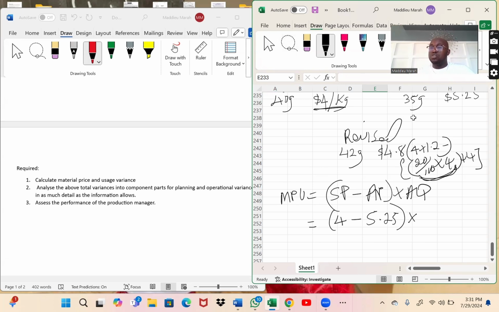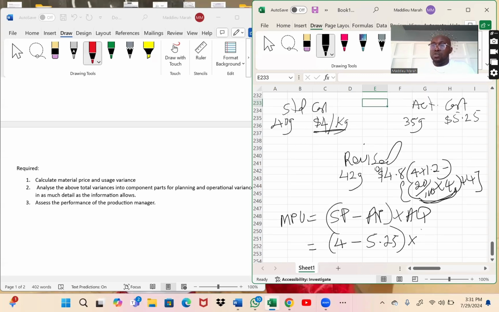And to convert grams to kilograms is how much? 35 divided by 1,000. Let me do the conversion here first before we do the calculation. To convert this one is 35 divided by 1,000, not 100, 1,000. Okay, this is the grams.